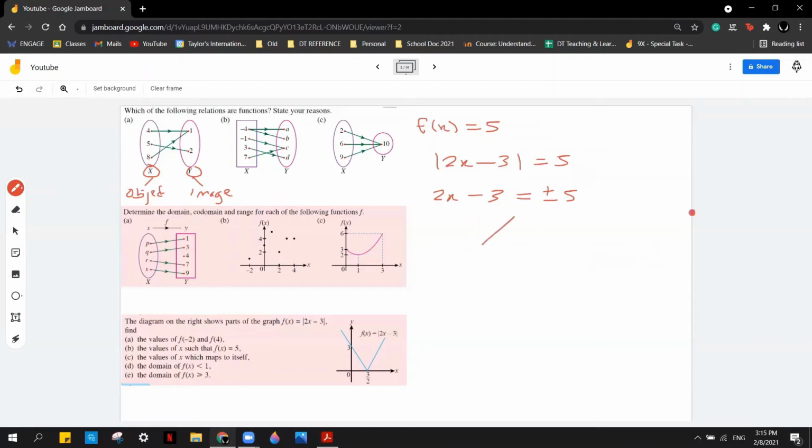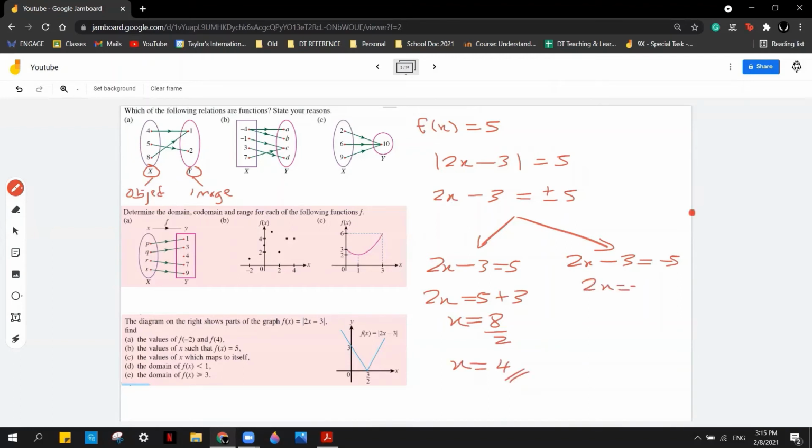So let's solve the first one, meaning 2x minus 3 equals 5. And then the second equation here is 2x minus 3 equals -5. So 2x equals 5 plus 3, we get 8 divided by 2, and x equals 4. How about this side? 2x equals -5 plus 3, which equals -2. Interesting, right? Divided by 2, x equals -1.